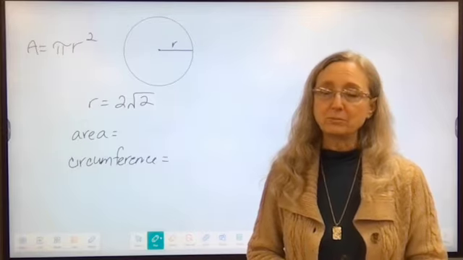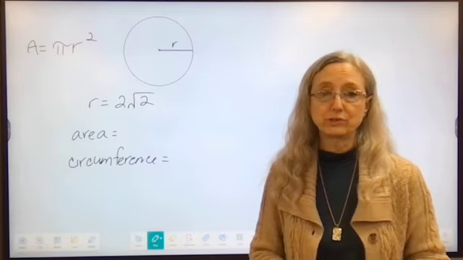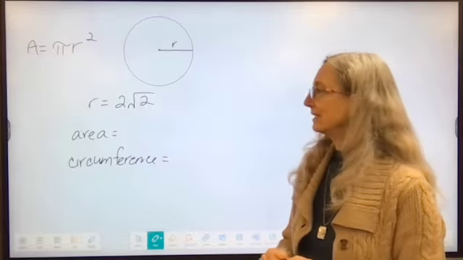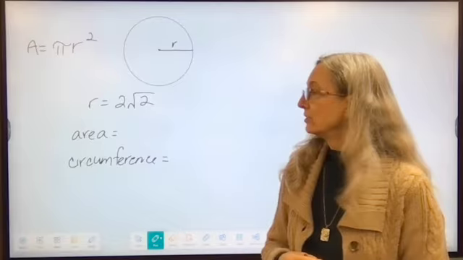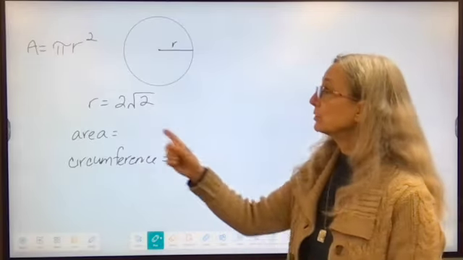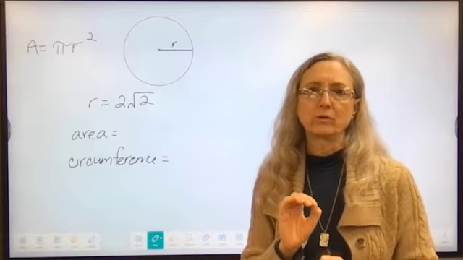Here's another problem involving a circle. I have a circle with a radius of 2 square root of 2. What is its area and what's its circumference? So the radius is 2 square root of 2. That's what we want to square. How do you square 2 square root of 2?